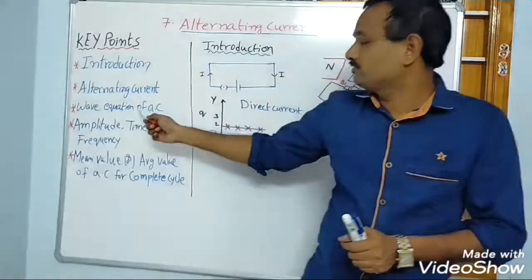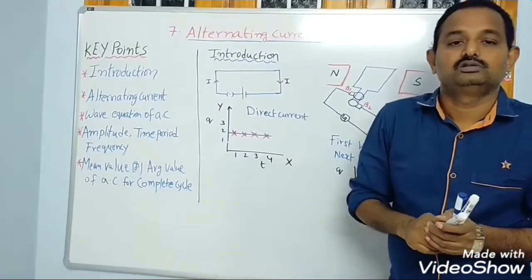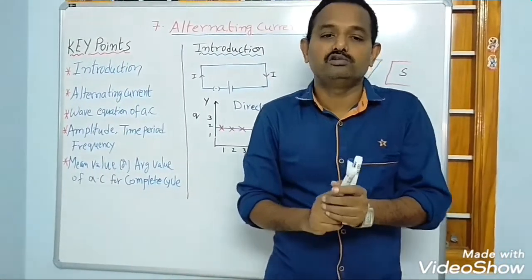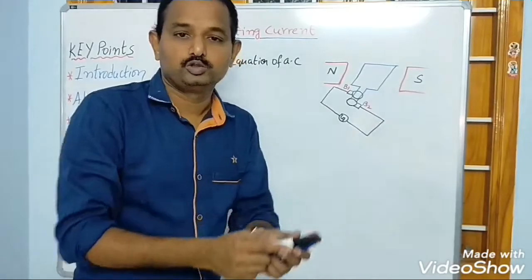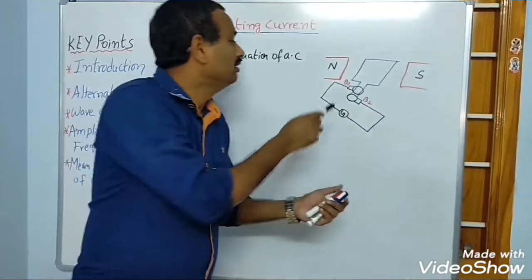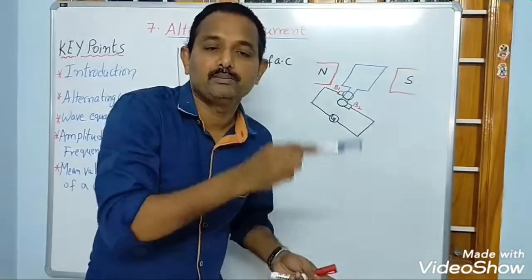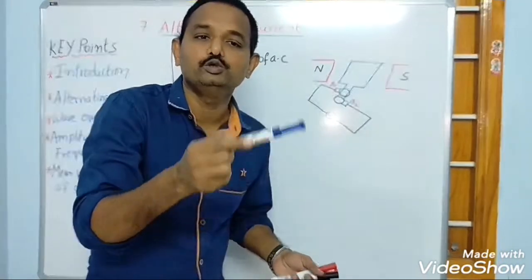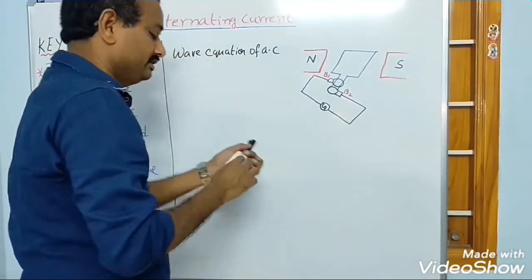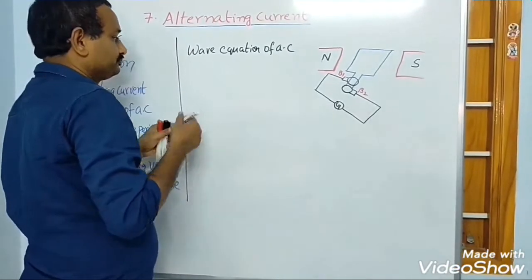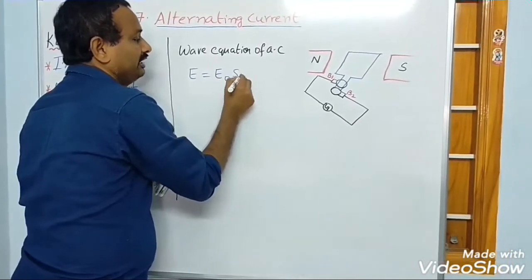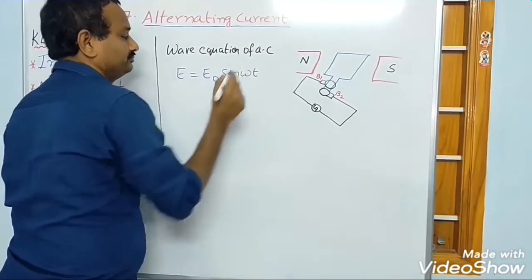Students, next I will teach the wave equation of AC. How will we get the wave equation for alternating current? Now we will see. Students, wave equation of AC. When a coil is rotating in a magnetic field, there will be an induced EMF. The equation for induced EMF is E equal to E naught sin omega t.